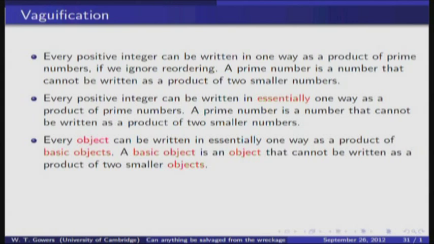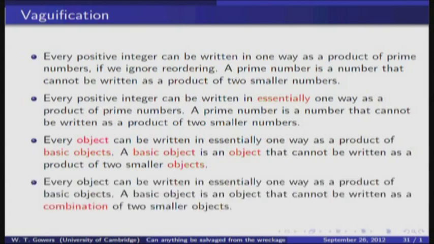Now, each time I'm putting in red the thing that is vaguer than we had in the version before. So in this third version, I've replaced positive integer by just object and prime number by basic object. And what do I mean by a basic object? I mean an object that can't be written as a product of two smaller objects.